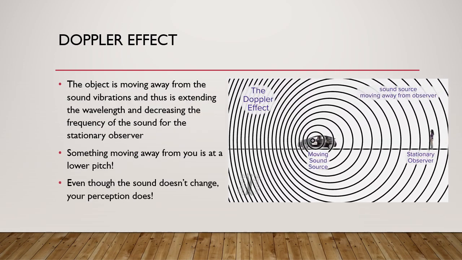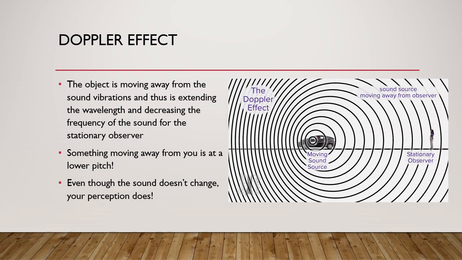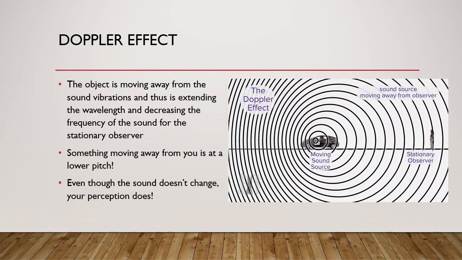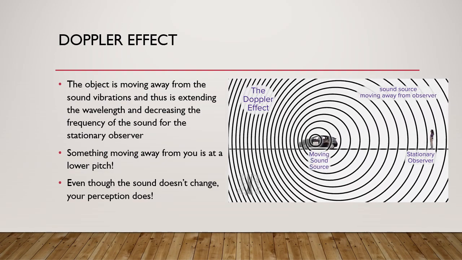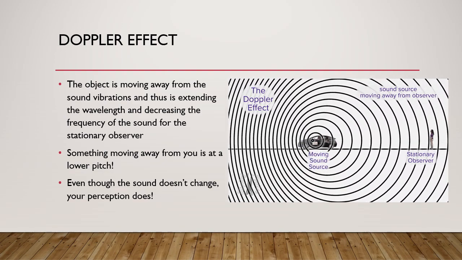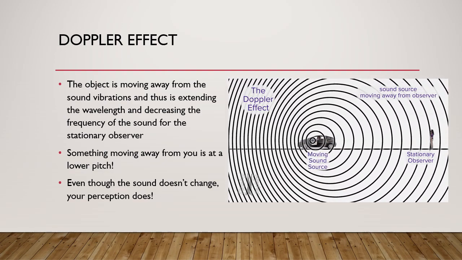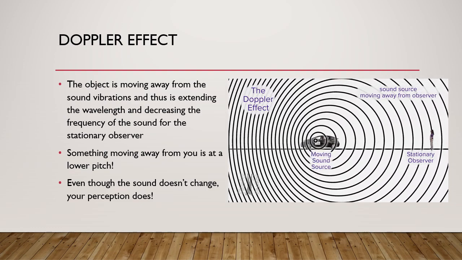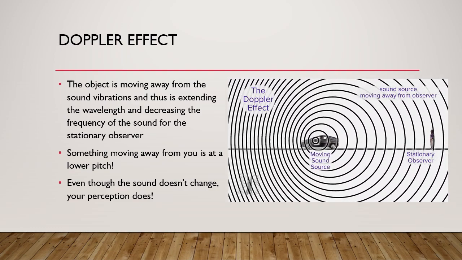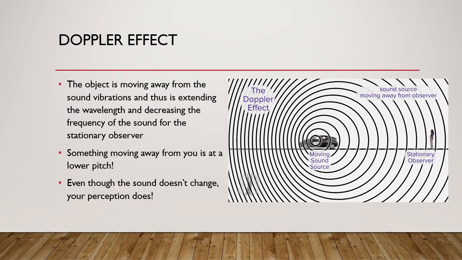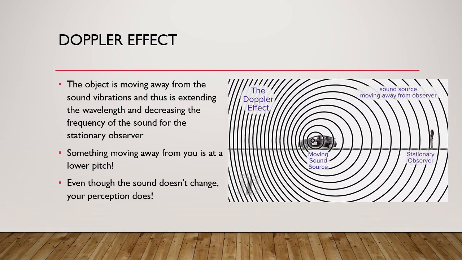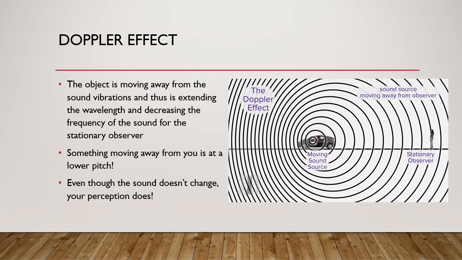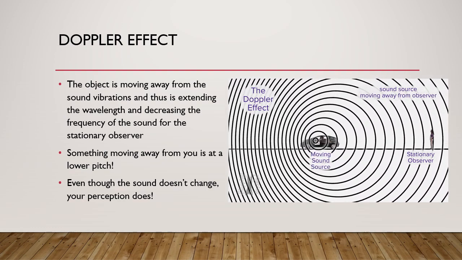And the exact opposite is true of something going away from you. As it's moving away, it's almost extending out those waves, right? It's generating more and more vibrations as it moves away, which means the wavelength is going to increase. As the wavelength increases, the frequency goes down. So something going away from you sounds like it's at a lower pitch. So even though the sound itself doesn't change, your perception of it does, based on whatever frequency you're hearing.